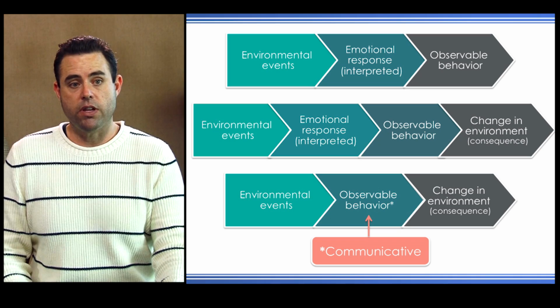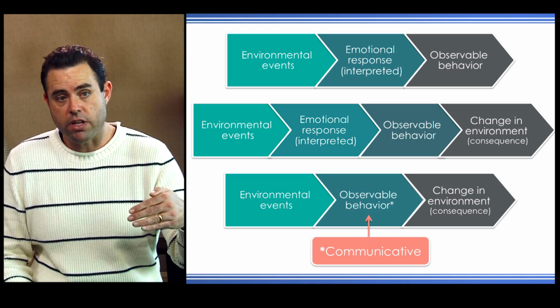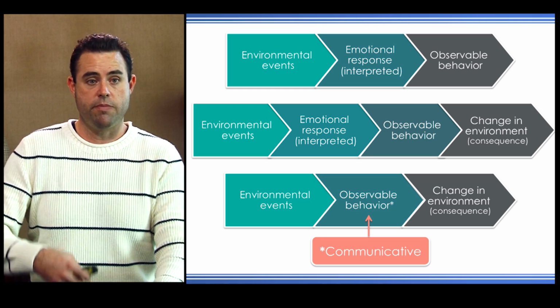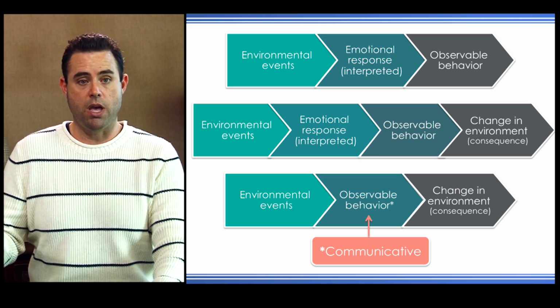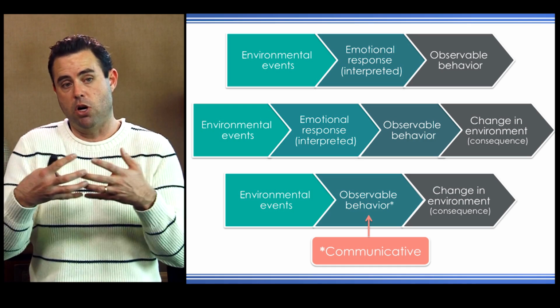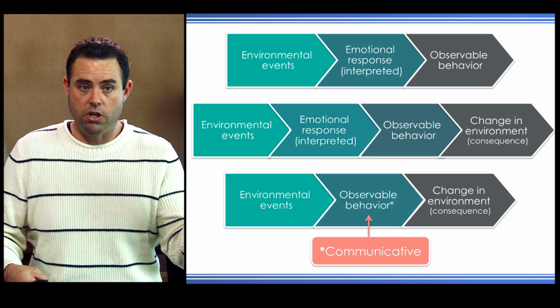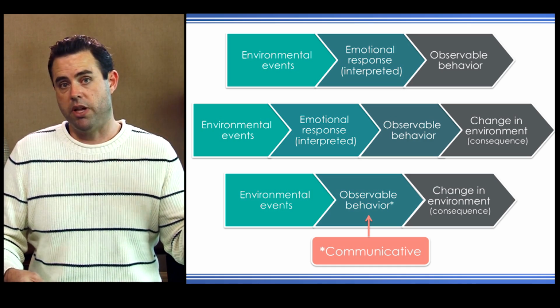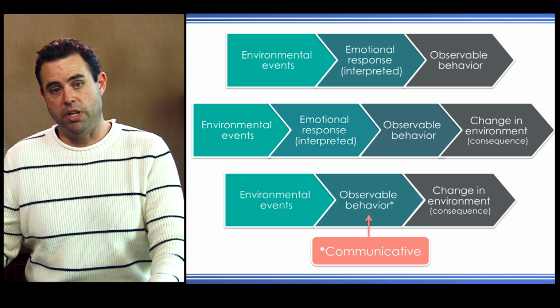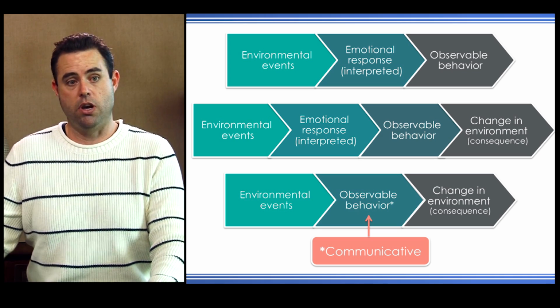The environmental event in the middle there, you have the environmental event followed by some emotional response, which is then manifested by some observable behavior, which results in some change in the environment. So here you kind of have a merging of this emotional idea that explains behavior, emotions explain behavior, with this behavioral explanation, this idea that consequences cause behavior.